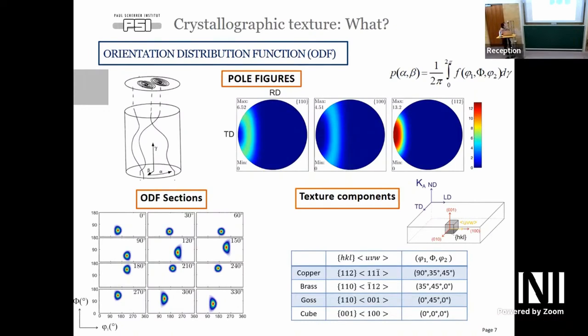But we can use this projection. In this case, we got this orientation space in different sections and we can plot it in this way. We can also perform these kinds of integrals, which are the pole figures that I showed you before. Or we can also describe this texture as a set of texture components, of how one particular crystal is oriented in a product. So these are different ways to represent the orientation distribution function.